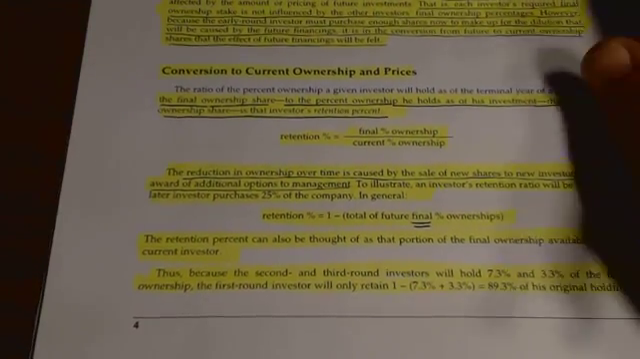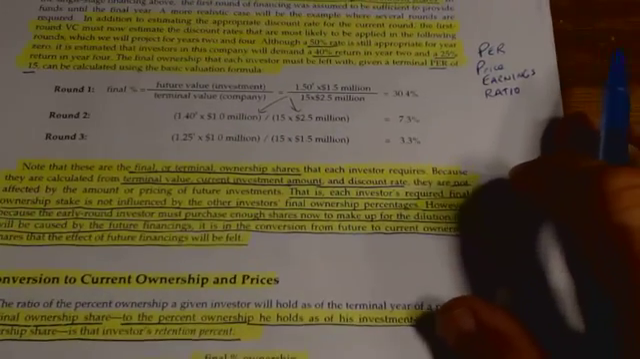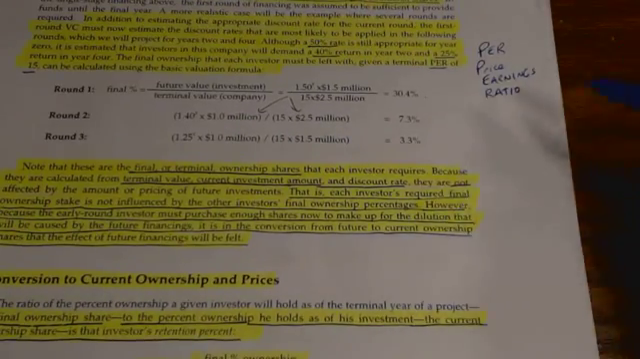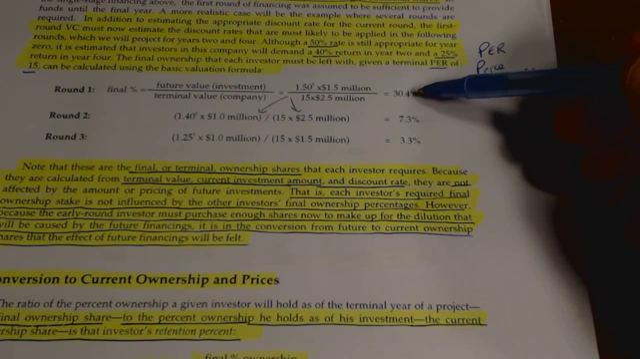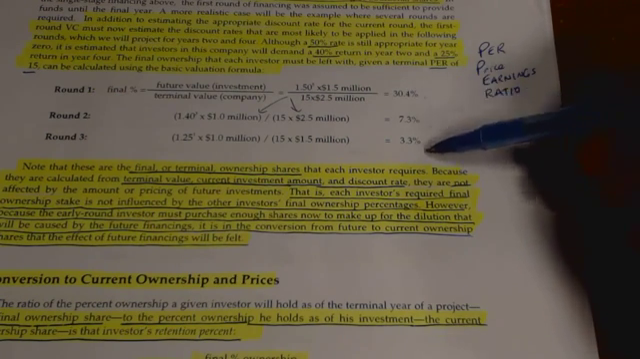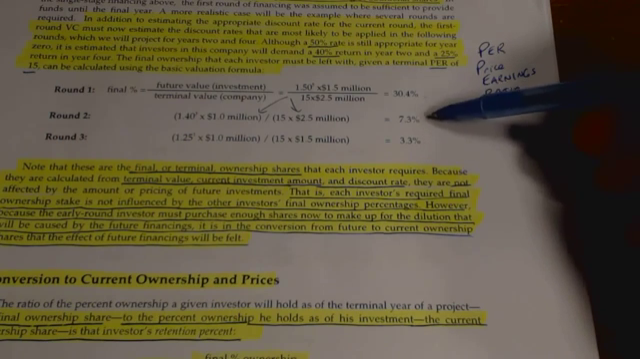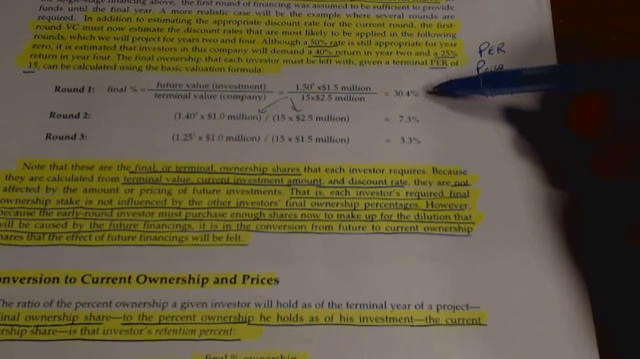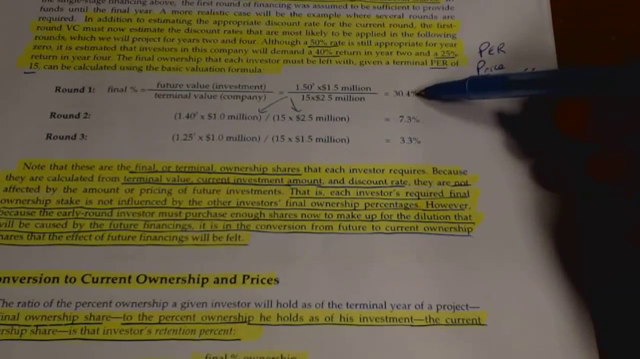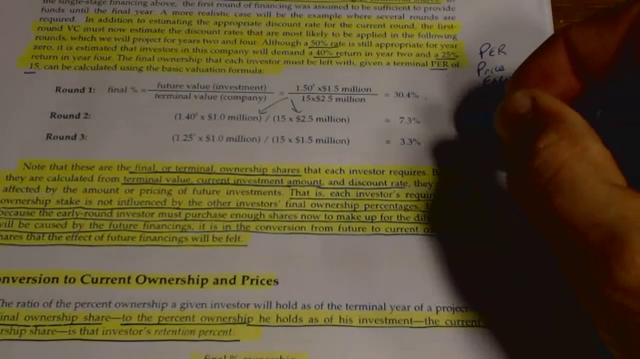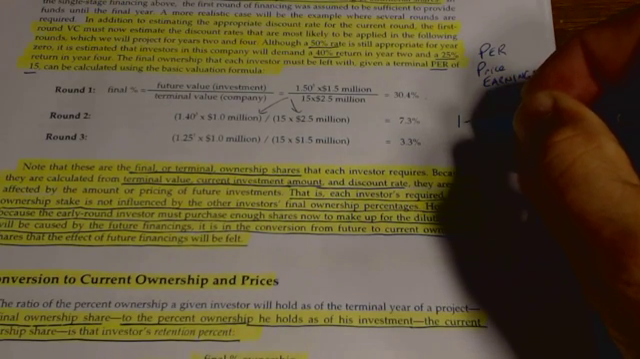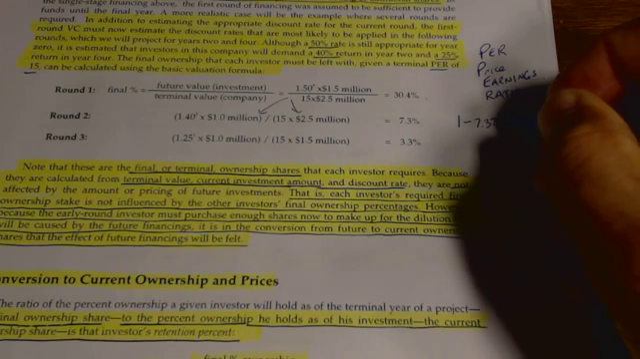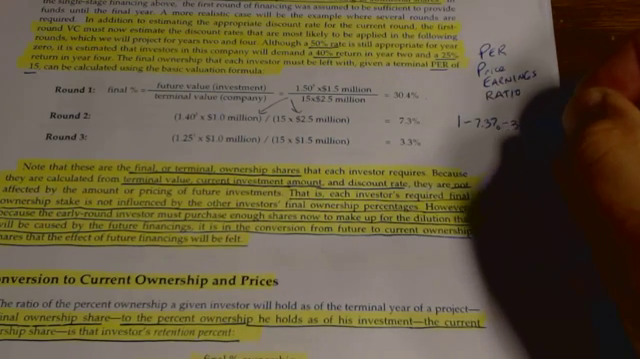And so, for instance, for the retention percentage, if you're looking back up top here, you know that these two final percentages are going to be the ownership for these two guys. So what this guy needs to do, to end up with his final percentage of 30.4%, is take 1 minus 7.3% and minus 3.3%.